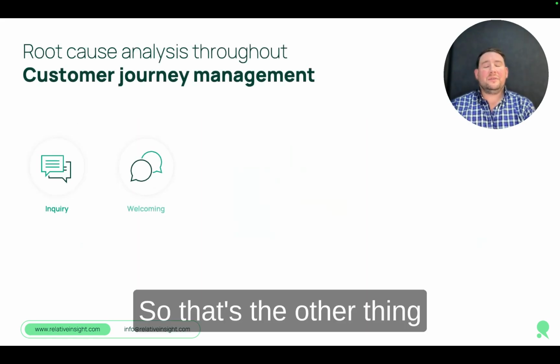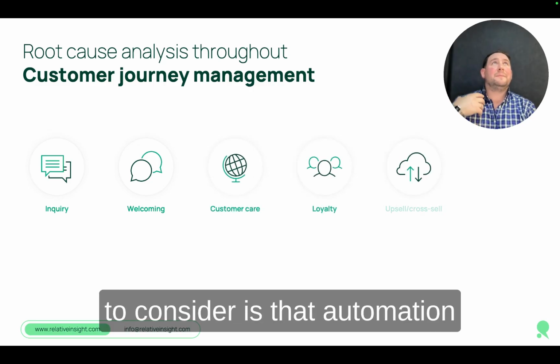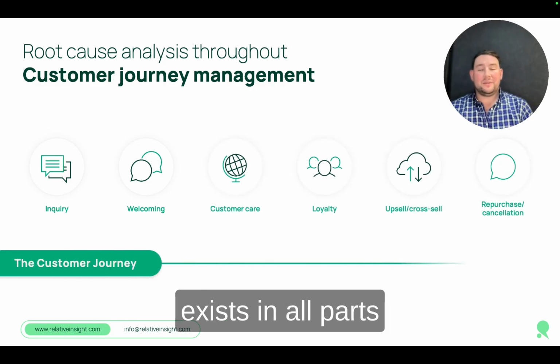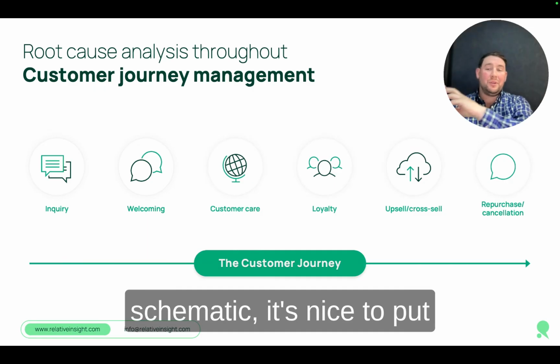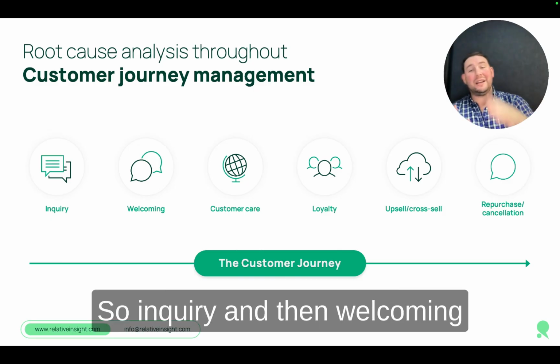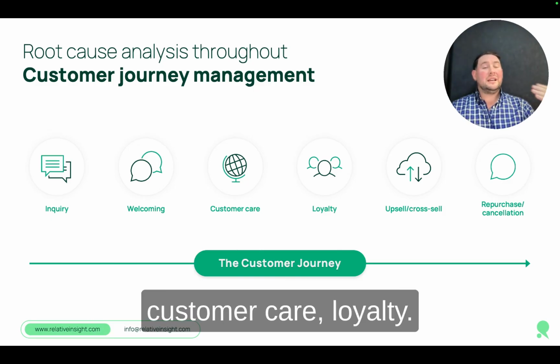So the other thing to consider is that automation exists in all parts of the customer journey. Now, obviously, for this schematic, it's nice to put this as linear, right? So inquiry and then welcoming, customer care, loyalty.